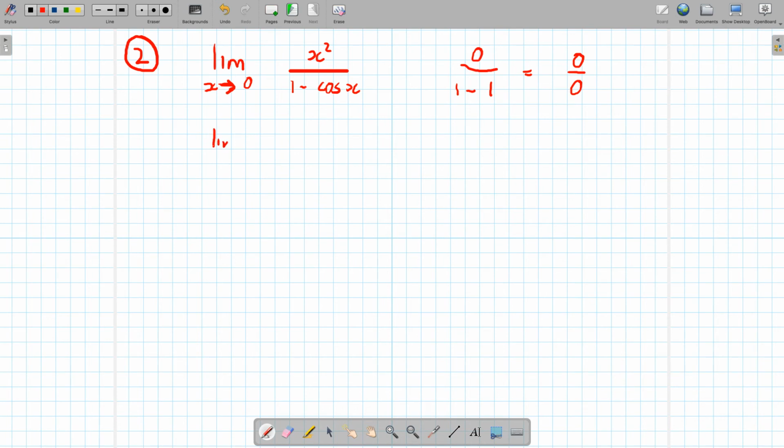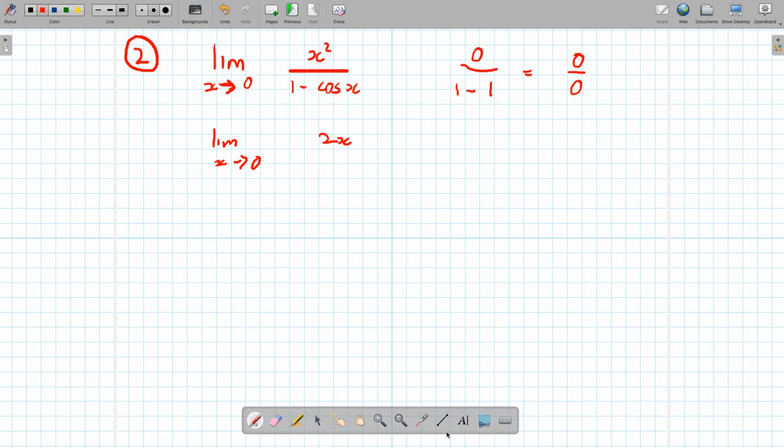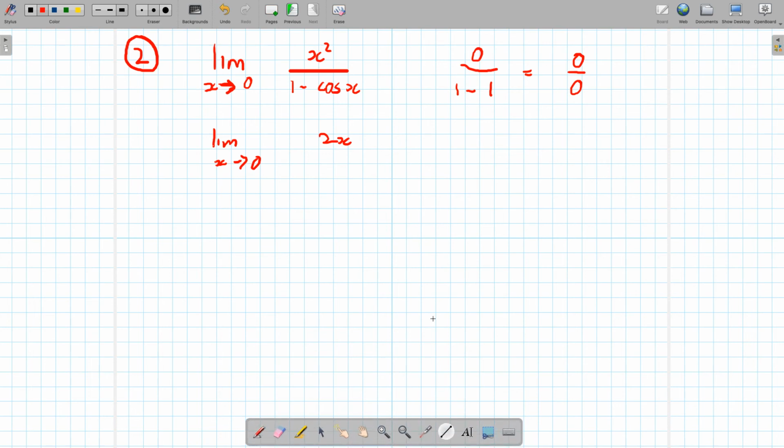So I'm going to do the limit going towards 0. I differentiate the top, no problem. Differentiating the bottom, well, that 1 will disappear, and I'm going to be left with negative cosine differentiated, which ends up giving me sine x. Put in 0, and I get 0 divided by 0, sine 0 going towards 0.